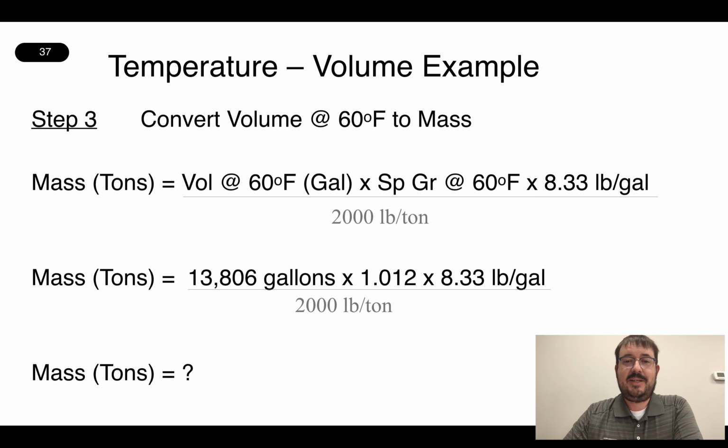So we've already identified the 13,806. We will then multiply by the specific gravity as well as the weight of water to convert to mass, and then we're going to divide by tons. When we execute that problem, we achieve the answer, which is 58.2 tons.